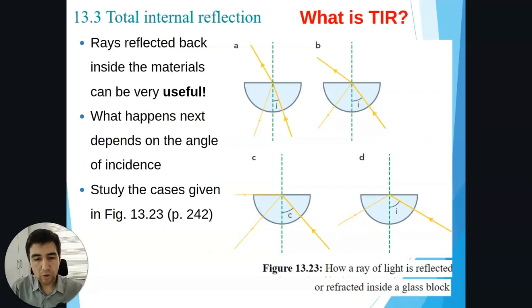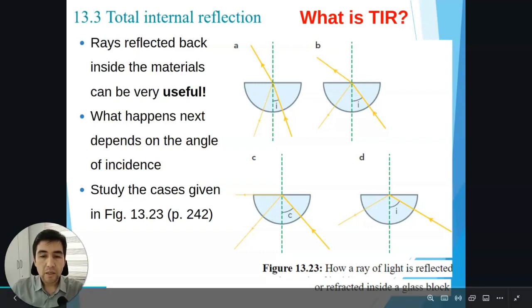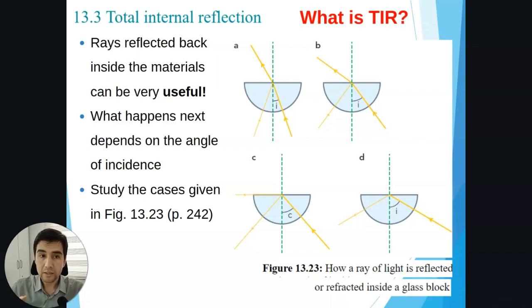Now next I'm going to put a very short video. It's about 1.5 minutes. Watch it carefully. It experiments the total internal reflection with the same semicircular glass block we have here. He will increase the angle of incidence each time, and you will clearly see that the light will be totally reflected back inside without passing to the air.